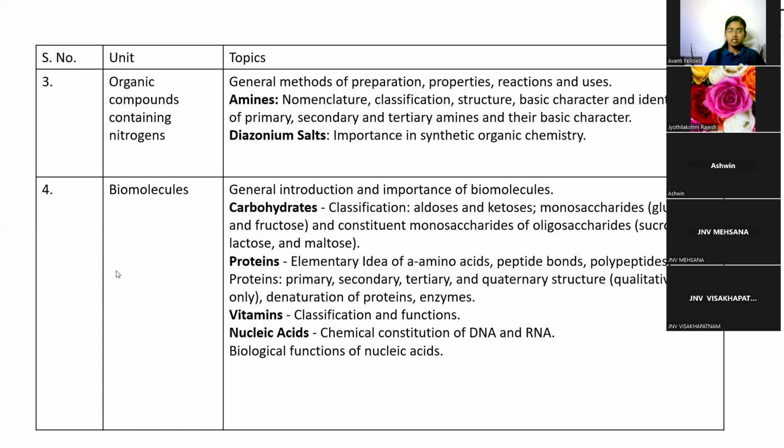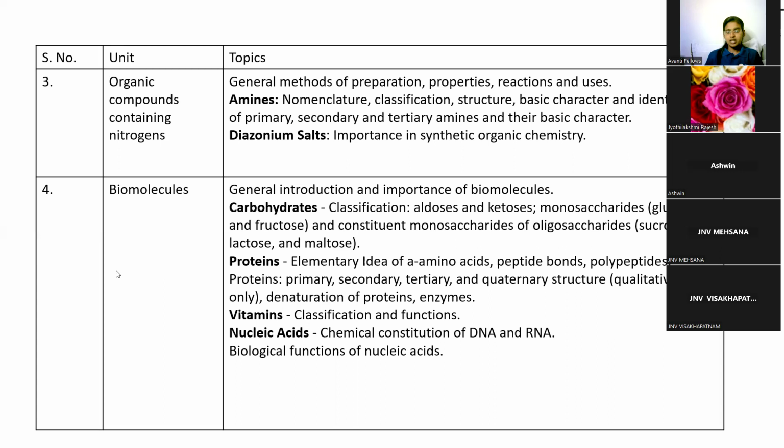Which will get over within some 4 to 5 classes. Very easy and important. And coming to the next, last organic chemistry, I mean the pure organic chemistry we can say, or the biochemistry lesson I can say. Biomolecules is the name of the lesson. It is a biochemistry lesson.